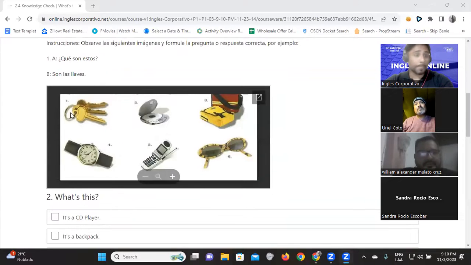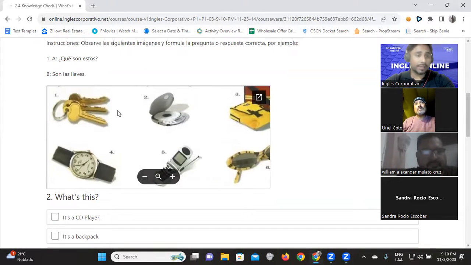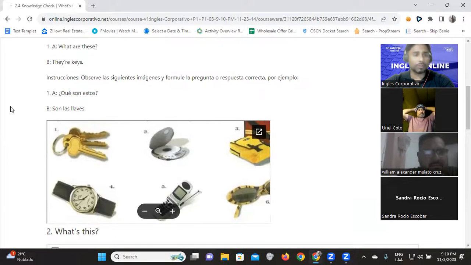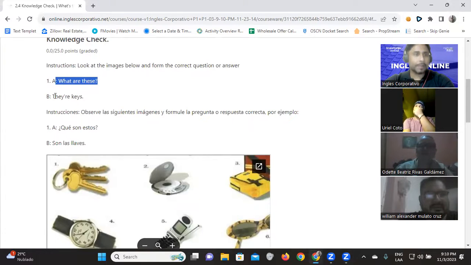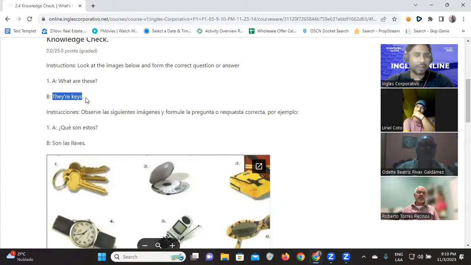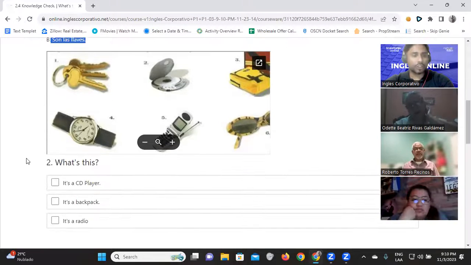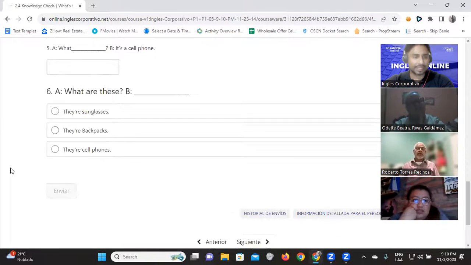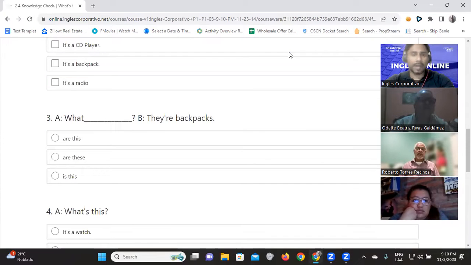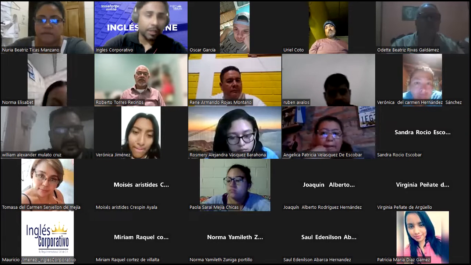For example, number one, is keys plural? So I say, what are these? Plural. They are keys. Yes, son estos. Las llaves. That's right. So you're going to do exercise 2, CD player. 3, 4, watch, cell phone, and 6, sunglasses. Right. Okay.